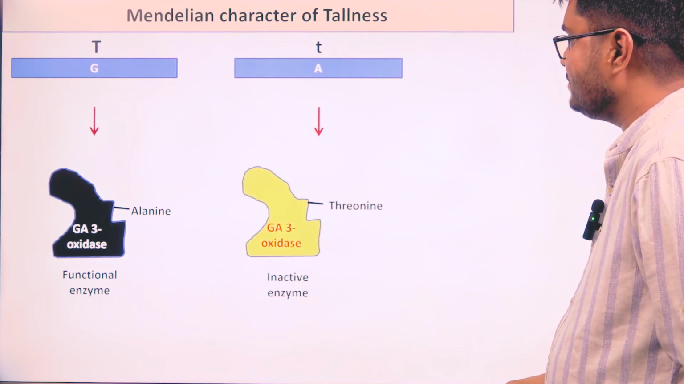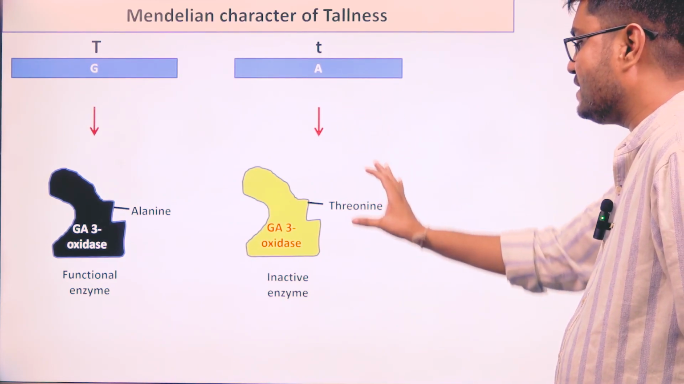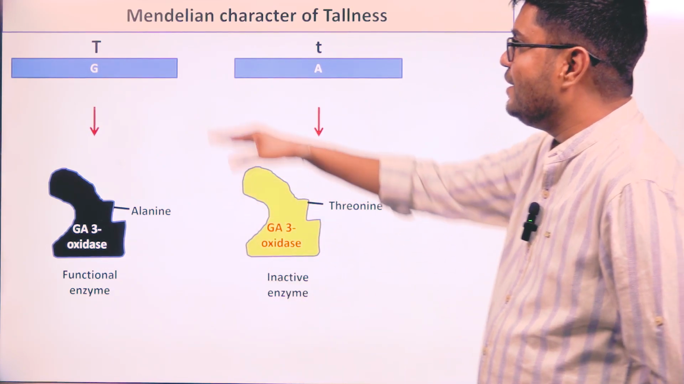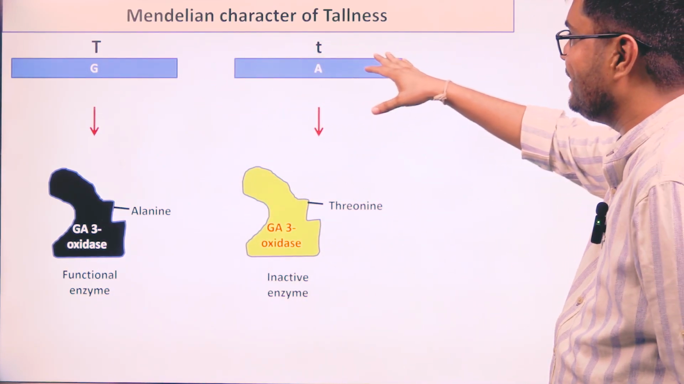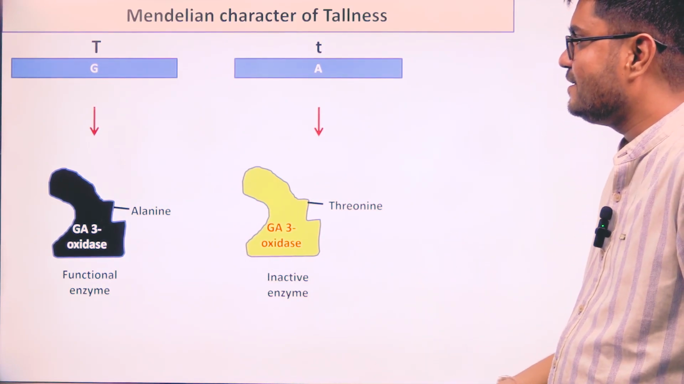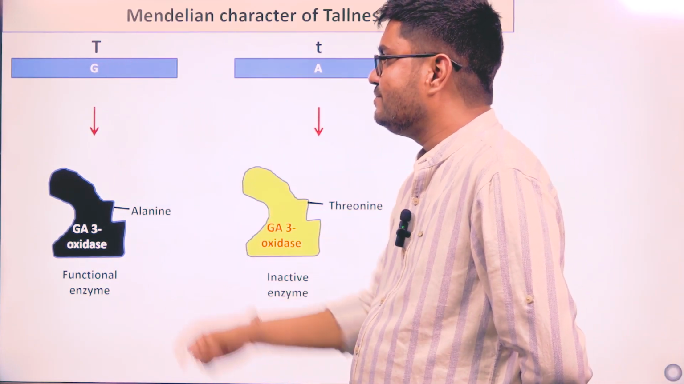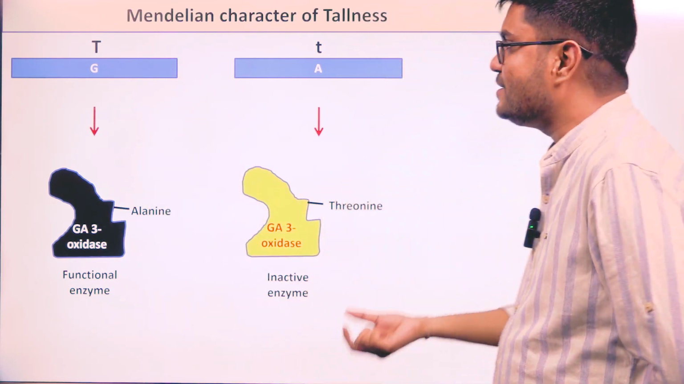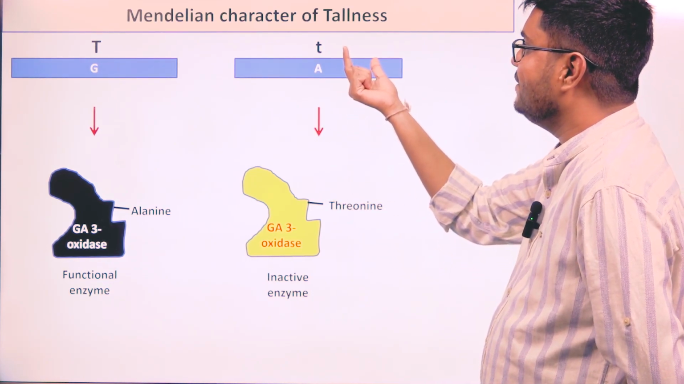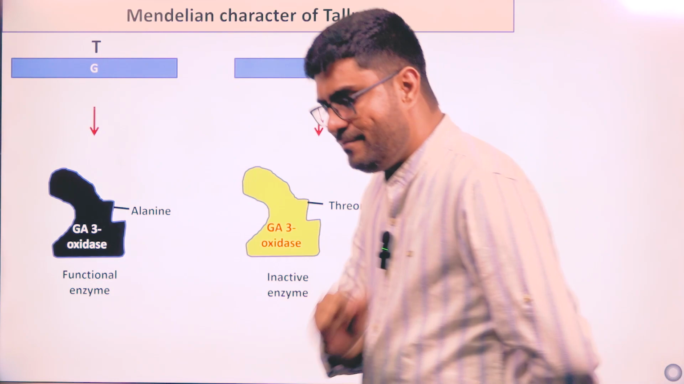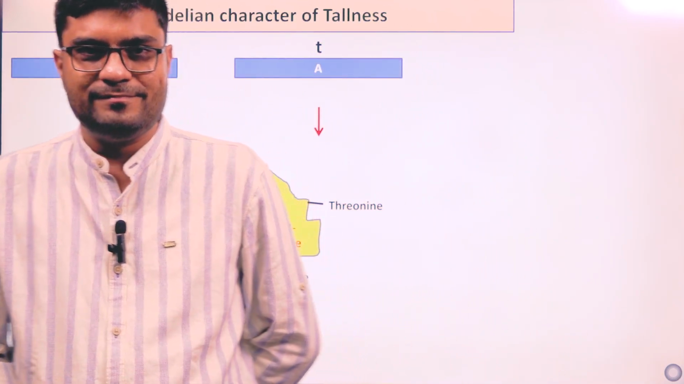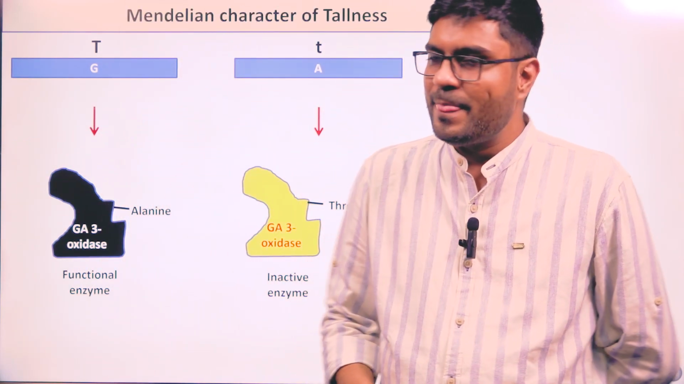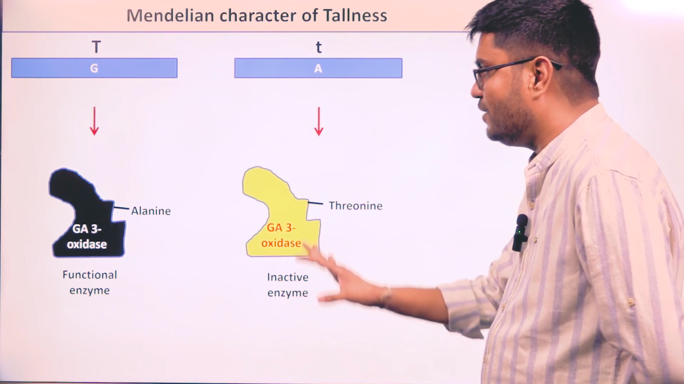The recessive allele, which is giving us an inactive enzyme which is having threonine instead of alanine in the active site. What is the difference between the sequences of these DNA fragments or these alleles? At a particular position, the dominant allele or the dominant DNA sequence is having guanine, which is replaced by adenine in the recessive allele. So just by one nucleotide mutation, the dominant allele is converting into what? Recessive allele, and making an enzyme which is not functionally active.